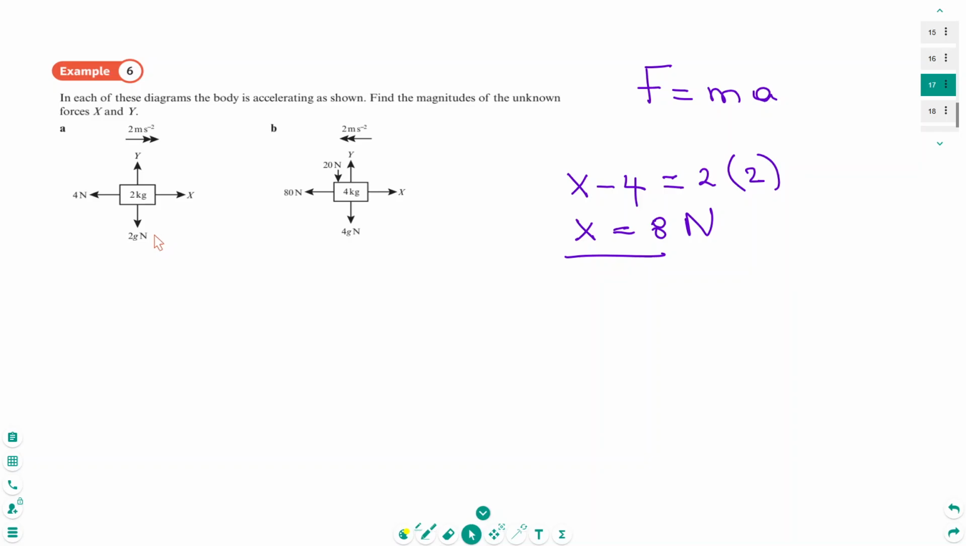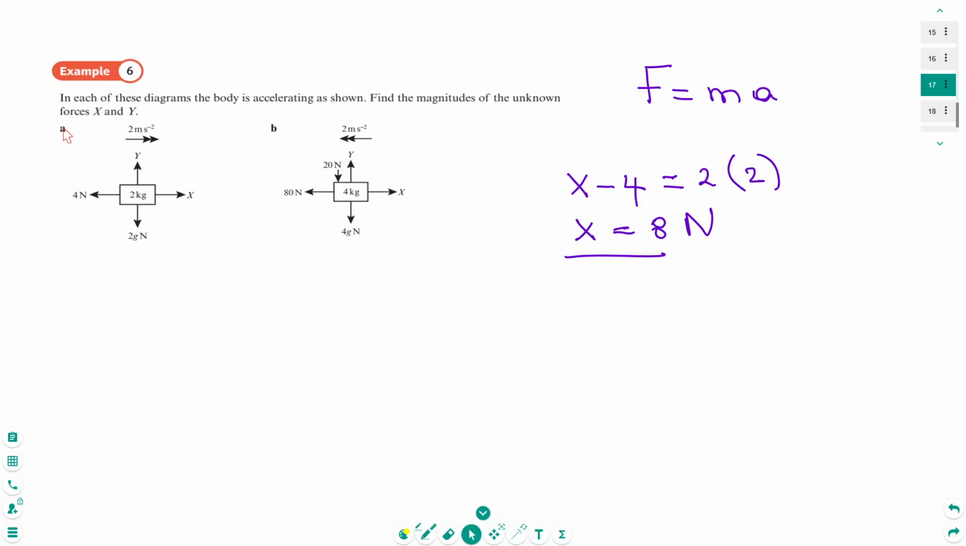In this example, we have different forces, and we have an object that is accelerating. In the first example, the acceleration is to the right. In the second example, the acceleration is to the left. And we need to find the magnitude of the unknown forces. Because the object is accelerating, we have this equation. According to Newton's law, the sum of the forces is equal to the mass times acceleration.